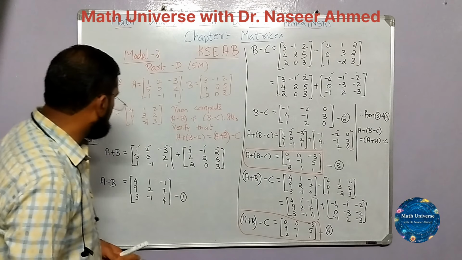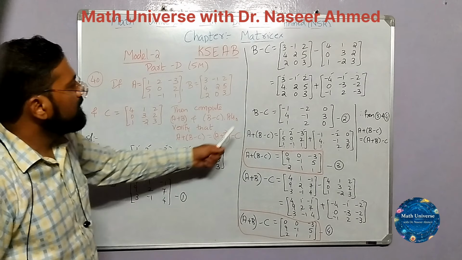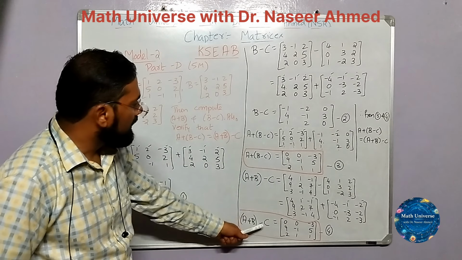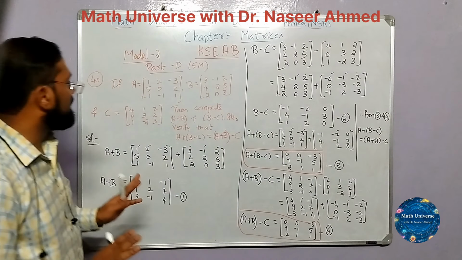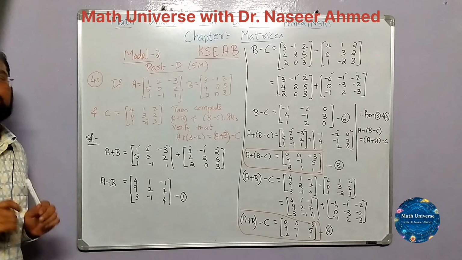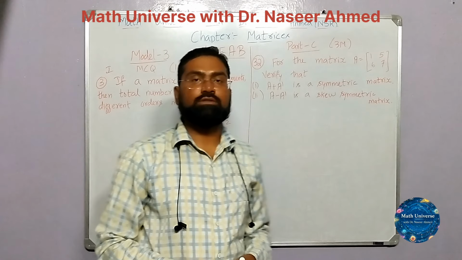So I think the marks allotment should be like this: finding A plus B 1 mark, B minus C 1 mark, then getting this one, and again this one, and finally the conclusion. So with this model paper 2 we have completed with respect to matrices. Let us move on to model paper number 3.